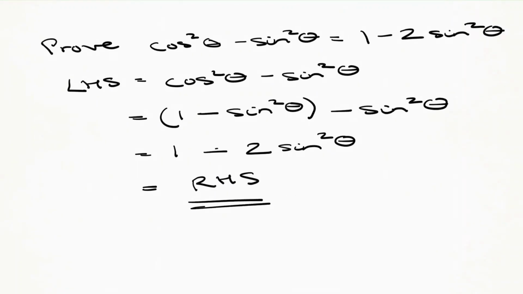So these are two very simple examples. Trigonometric identities can actually get a lot more complicated than that.